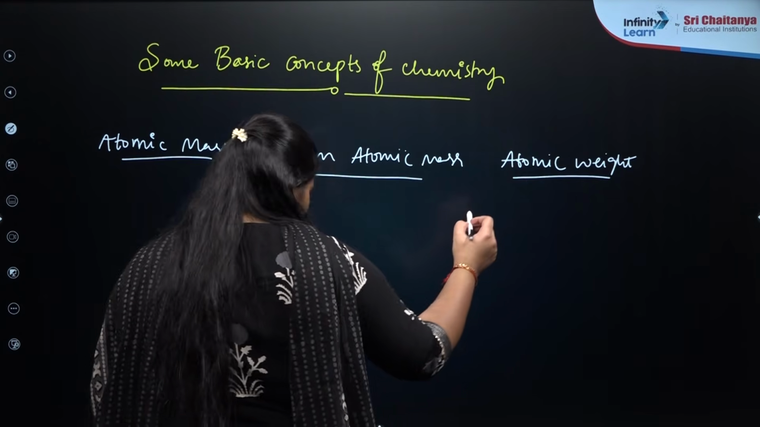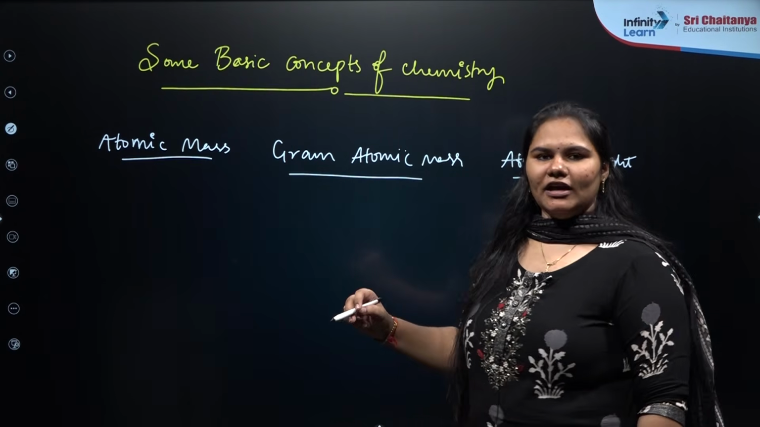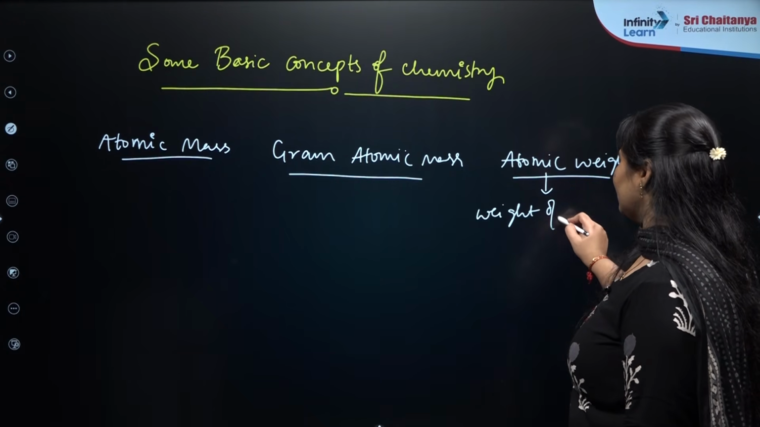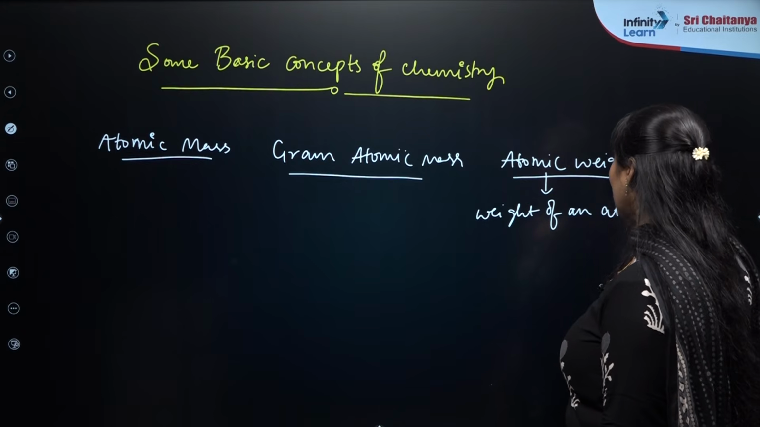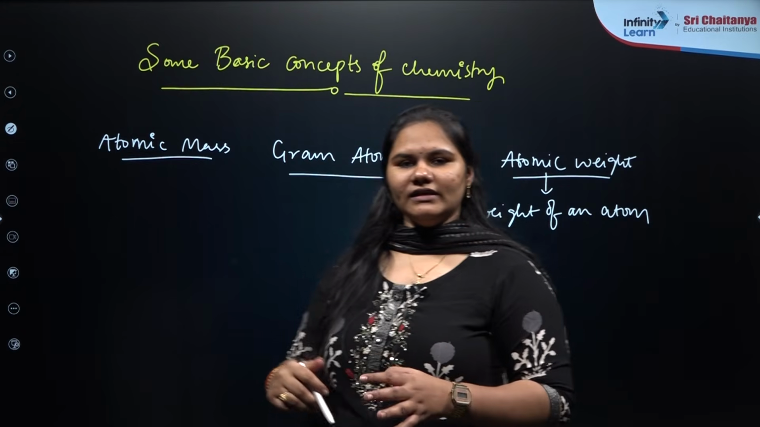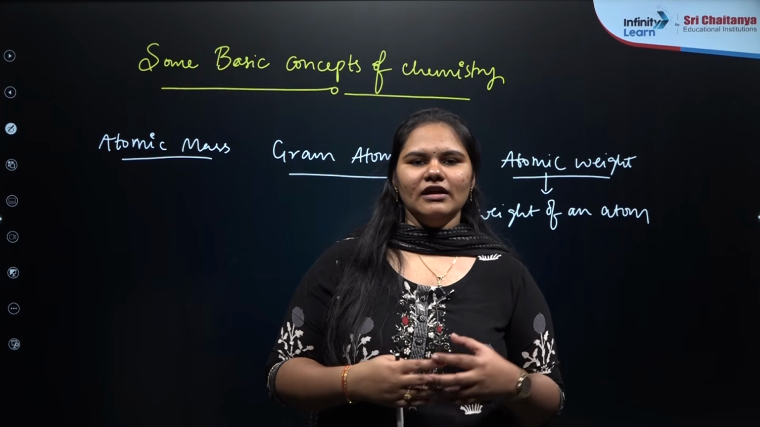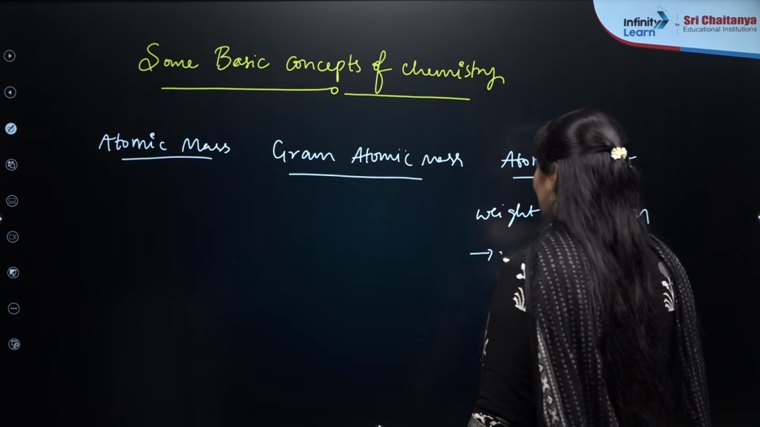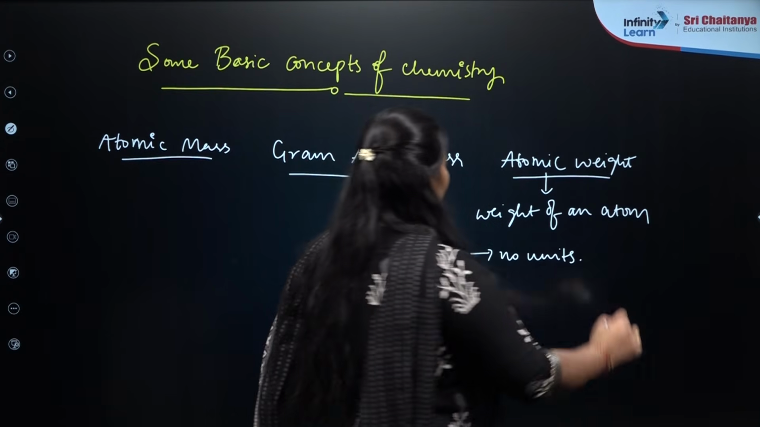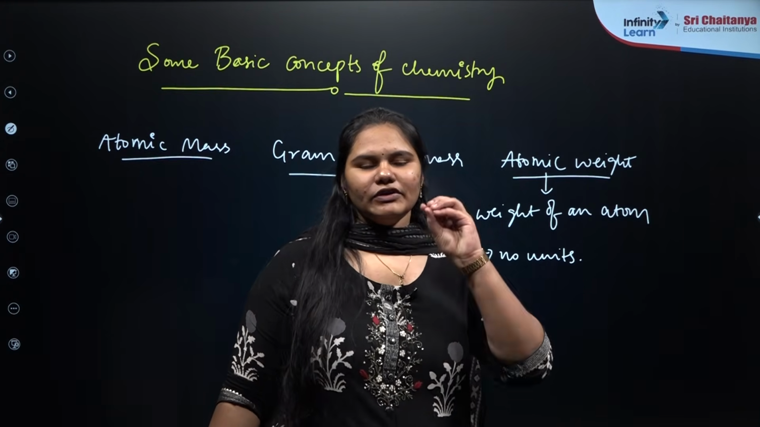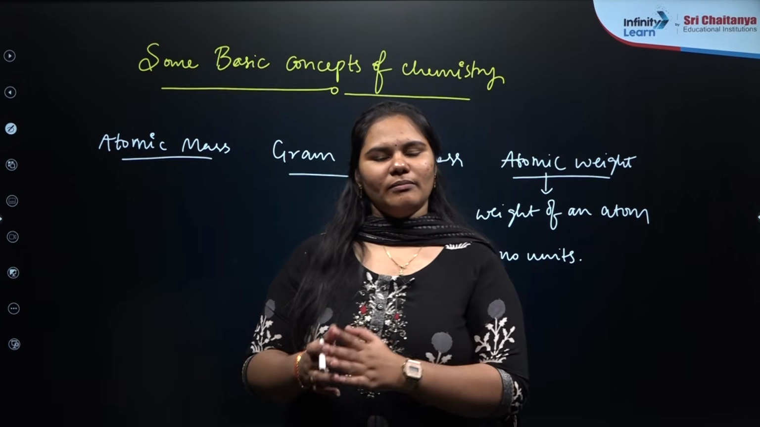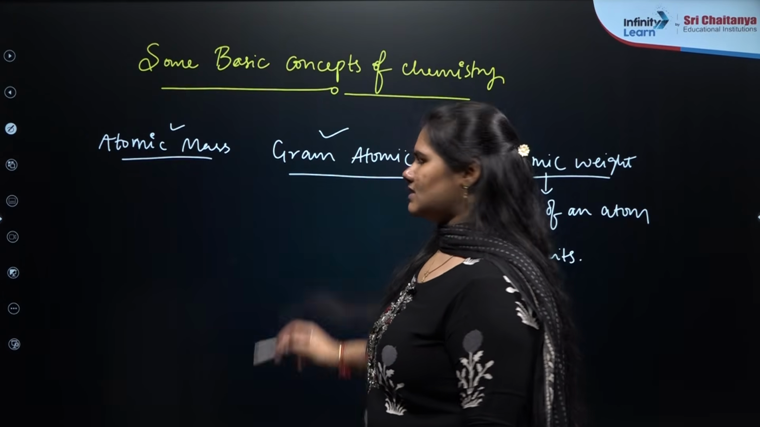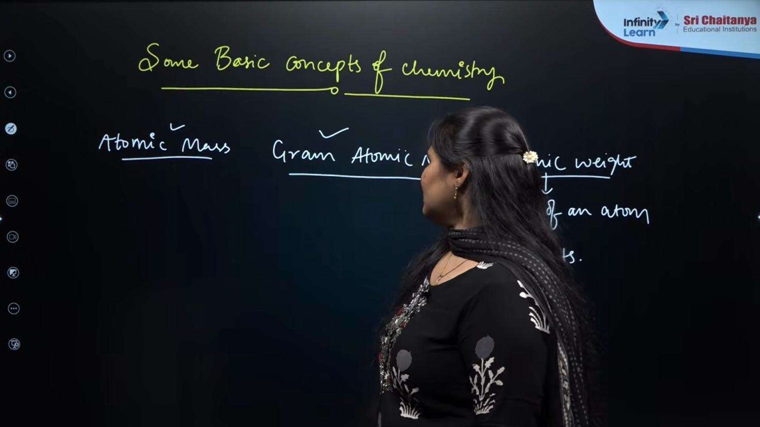First, atomic weight. What is atomic weight? Atomic weight is nothing but the weight of an atom. In the earlier days we didn't have this much advanced technology, so during that time it was just given as numbers. Whenever we mention weights, it has no units. So we don't need to focus much on atomic weight or molecular weight, but we have to focus on these two words: atomic mass and gram atomic mass.